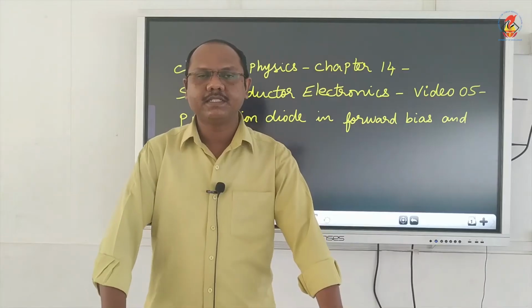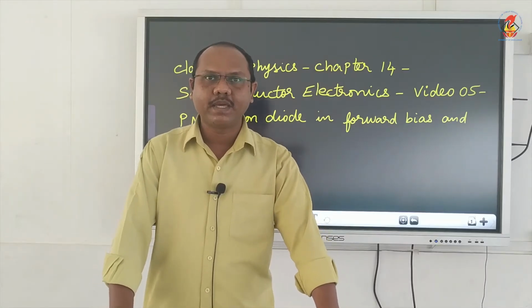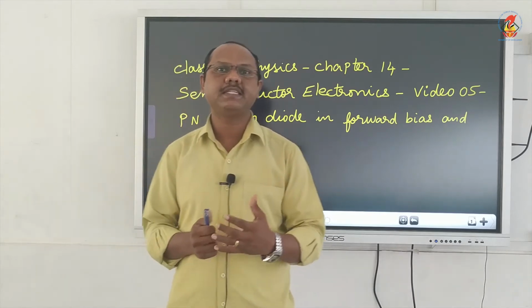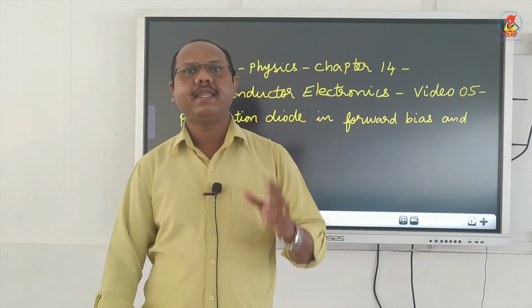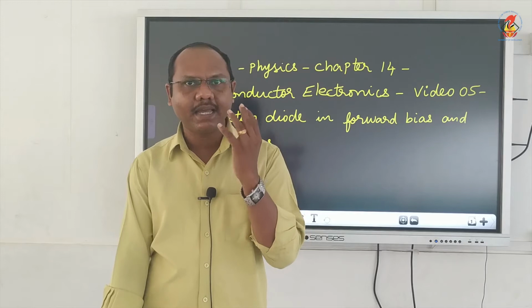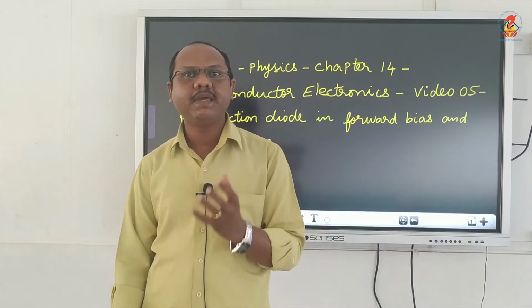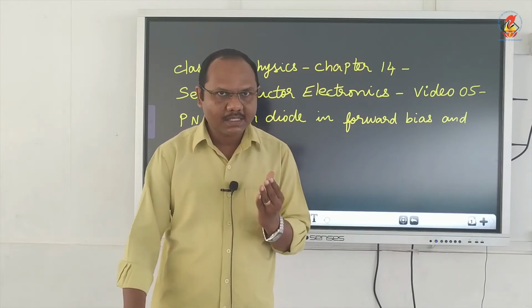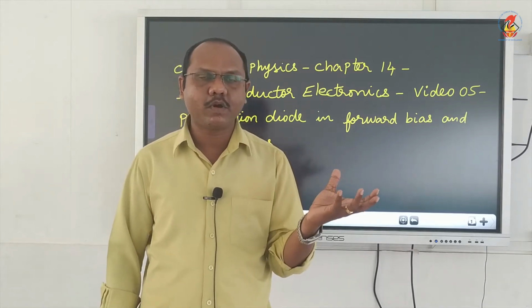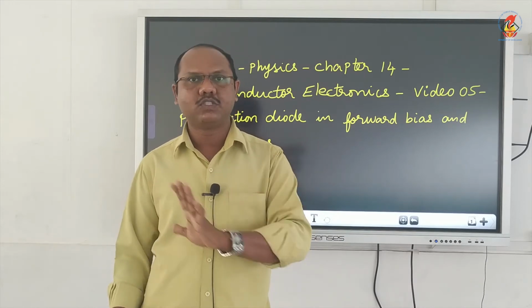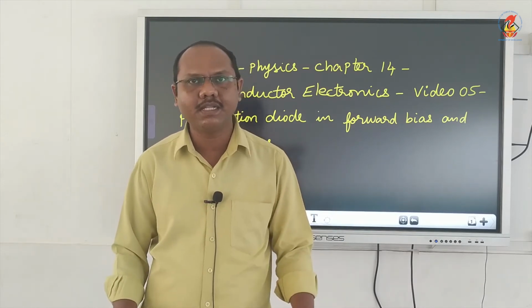Good morning, students. In the last topic, we were dealing with the formation of PN junction diode, and in that section we studied that after the diode has formed, the PN junction diode is always neutral. That means the number of positive charges is equal to the number of negative charges in a diode. So the diode as a whole is neutral.